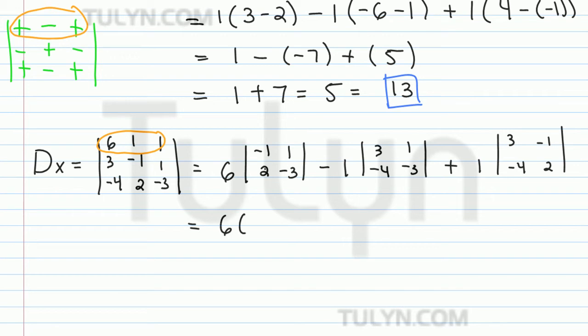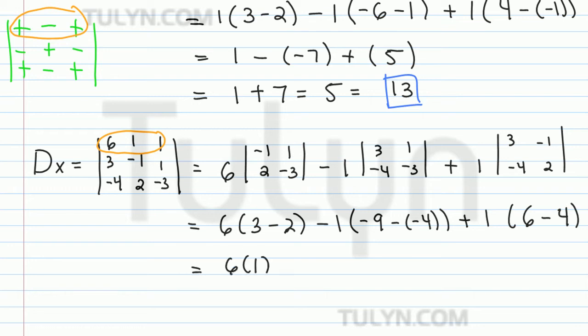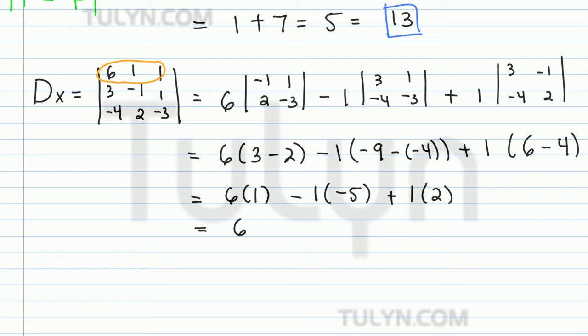So this becomes 6 times the determinant of this 2 by 2, which is 3 minus 2, then minus 1 times negative 9 minus negative 4, plus 1 times 6 minus 4. So this becomes 6 times 1 minus 1 times negative 9 plus 5. That's negative 5. Plus 1 times 6 minus 4, which is 2. So simplifying, we have 6 plus 5 plus 2. That's 11 plus 2. That's 13. Great. So now we have our dx, which is equal to 13 as well.